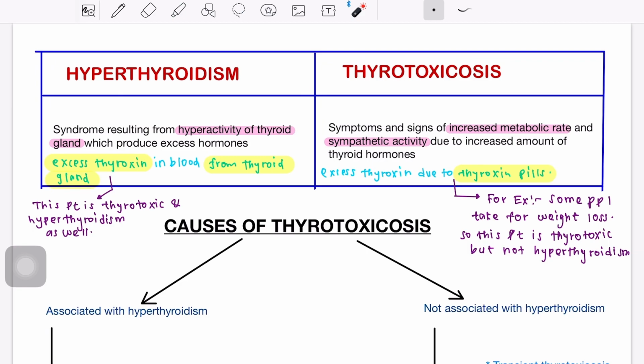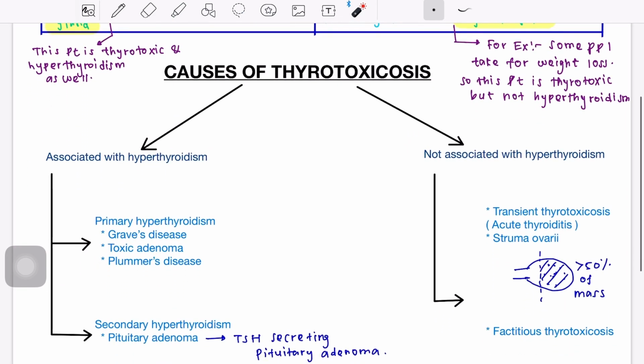Hyperthyroidism means the patient has a high amount of thyroxine in the blood due to the thyroid gland itself. Thyrotoxicosis means the patient can have an excessive amount of thyroxine which is produced not from the thyroid gland, but from outside, exogenous causes. So we can divide the causes of thyrotoxicosis into those associated with hyperthyroidism and those not associated with hyperthyroidism.